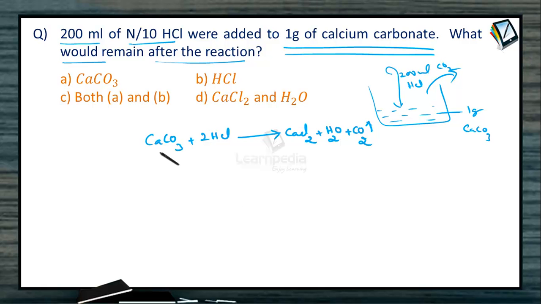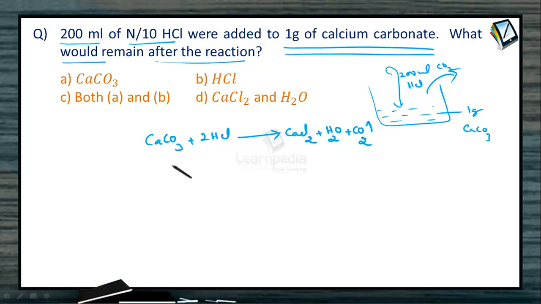Will some amount of limestone be left over? Will some acid be left over without reacting? Or both of these will react totally and give calcium chloride and water? What exactly will remain after the reaction between calcium carbonate and HCl is the question.